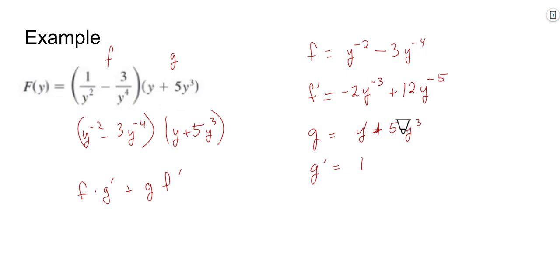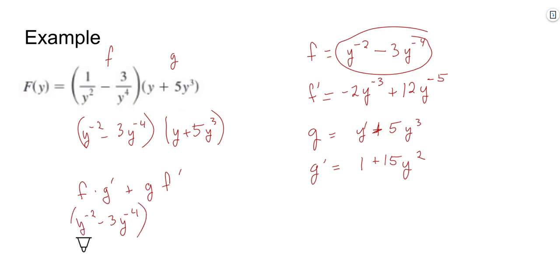Okay, and then we got this 3 coming down, so 3 times 5, that's going to give us 15. We subtract 1, y to the second. Got my pieces. I just go over to the shop bench, put them in place, and I'm done. So now I need my f. Oh, that's this thing right here. y to the minus 2, minus 3y to the minus 4, times the derivative of g. So now make sure you're getting your right pieces. So that's this piece here, 1 plus 15y squared. And then we have this plus, and then we've got now the g part that had nothing done to it, so the original g. So that's going to be y plus 5y to the third.